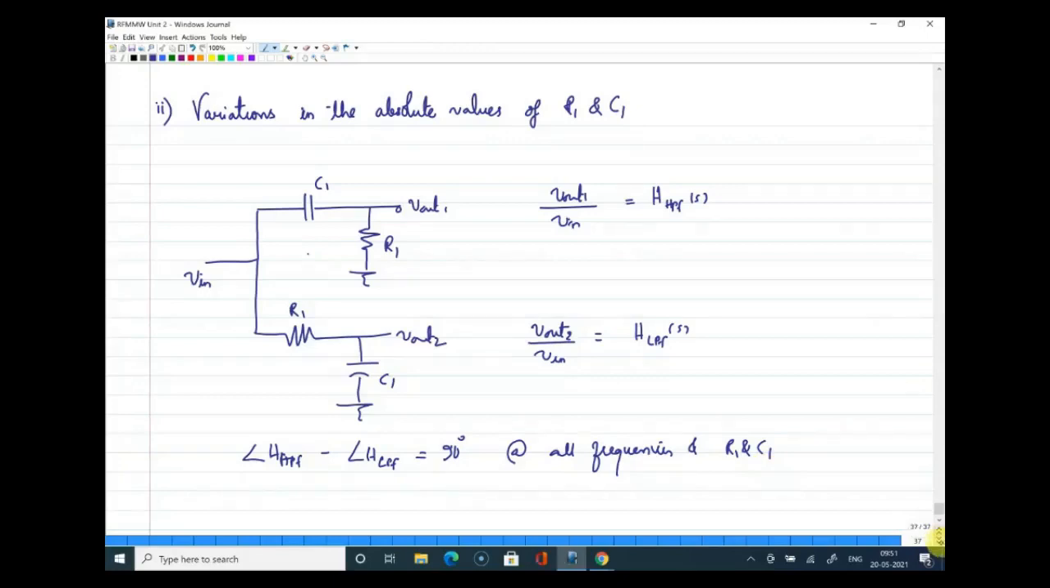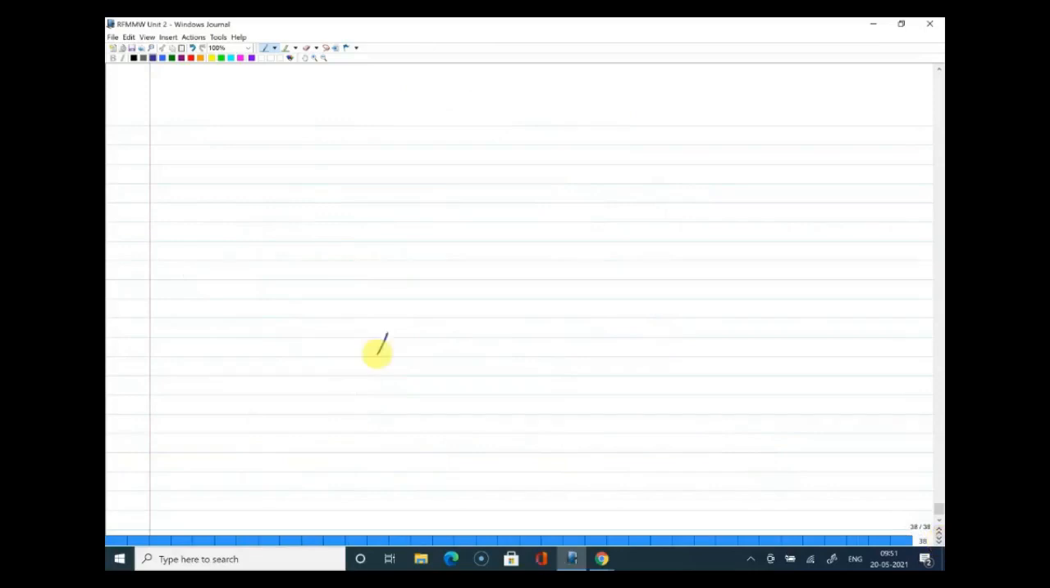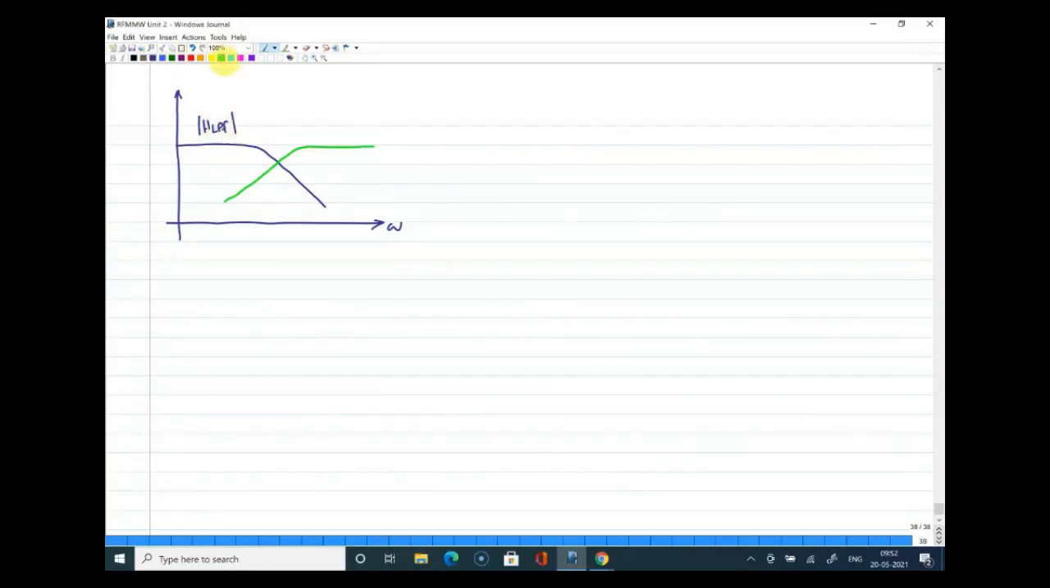Now if you look at the response of this high pass and low pass, we will understand this. If I look at the response, the low pass response is typically something like this. This is your low pass response. And the high pass response is something like this. So the magnitude of the low pass response is this, and the magnitude of the high pass response is this.